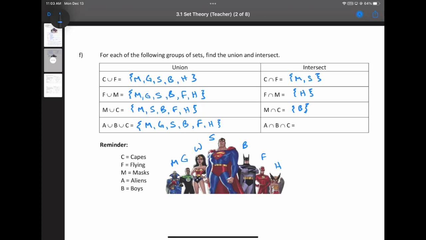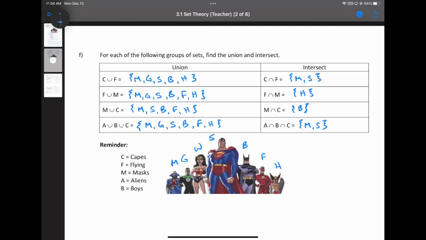Now the next part is ones who are aliens and boys and capes. The Martian Manhunter is an alien boy with a cape. Green Lantern, no cape. Wonder Woman didn't meet any of the criteria. Superman is an alien boy with a cape. Batman's not an alien. Flash is not an alien. Hawkgirl's not a boy. So I think that's it.